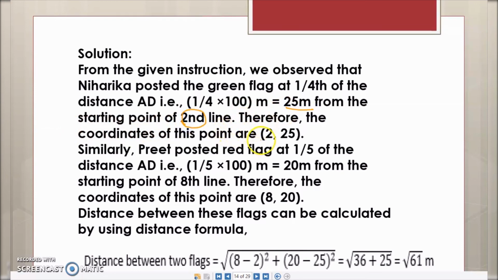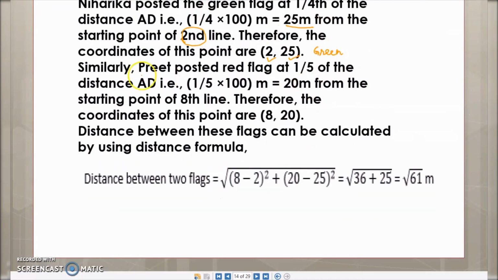from the starting point, and it has been given that on the second line she has posted it. So the coordinates will be (2, 25). 2 because it is on the second line and 25 because 1/4 of the distance she has covered. So (2, 25). These are the coordinates of the flag that is posted by Niharika. That is the green flag.